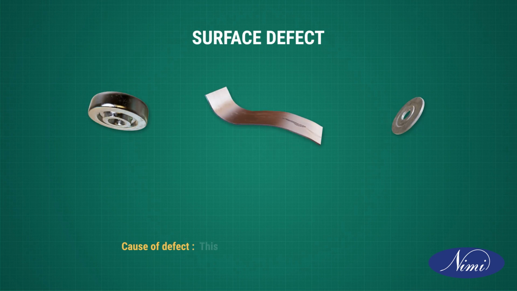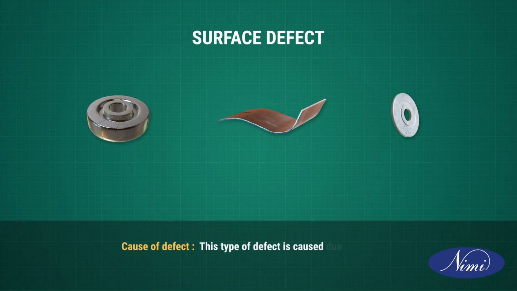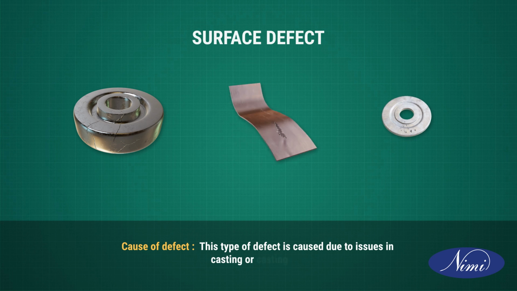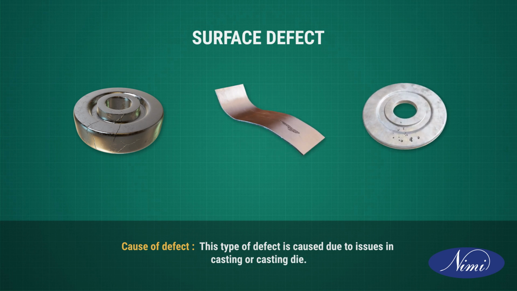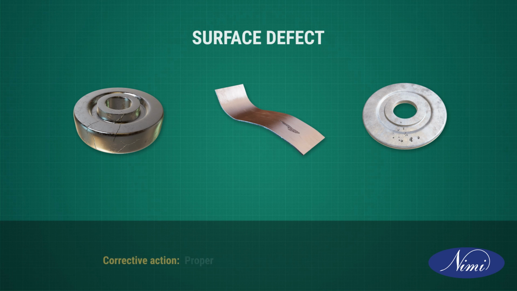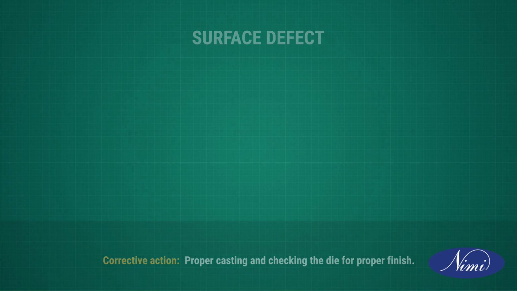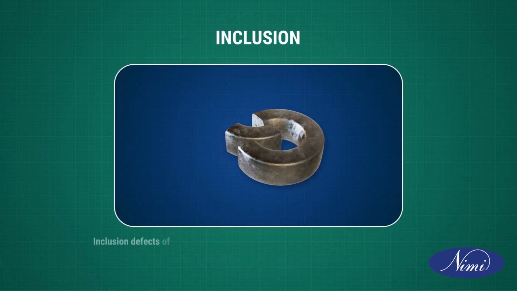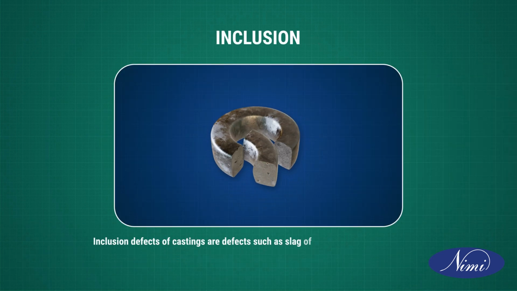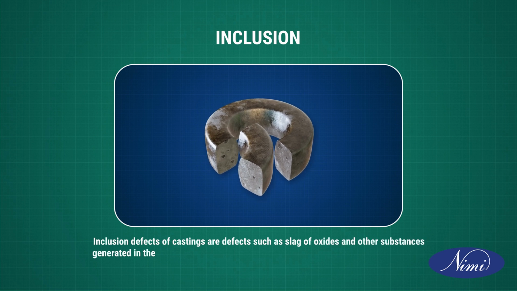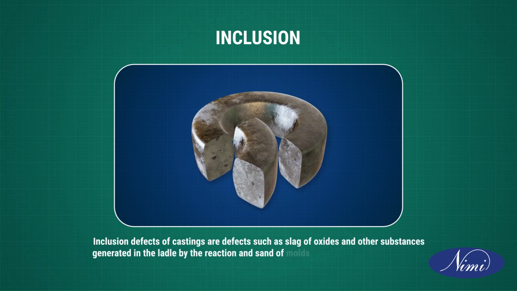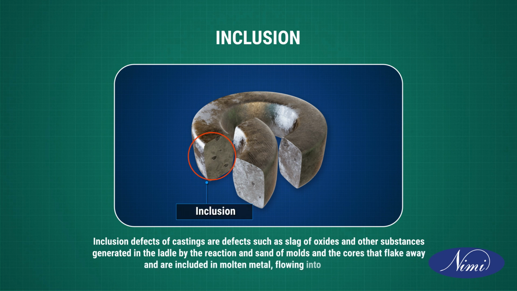Surface defect. Cause of defect: this type of defect is caused due to issues in casting or casting die. Corrective action: proper casting and checking the die for proper finish. Inclusion. Inclusion defects of castings are defects such as slag of oxides and other substances generated in the ladle by the reaction and sand of molds and the cores that flake away and are included in molten metal, flowing into products and appearing on the surfaces of parts as non-metallic inclusions.